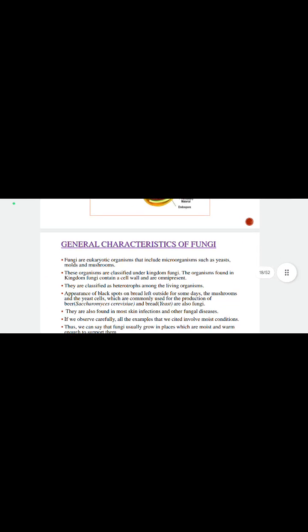Next, we move to the general characteristics of fungi. Fungi are eukaryotic organisms that include microorganisms such as yeast, molds, and mushrooms. These organisms are classified under kingdom fungi. The organisms found in kingdom fungi contain a cell wall and are omnipresent. They are classified as heterotrophs among the living organisms. Heterotrophs means sometimes it may be a parasite, which lives on other living organisms.